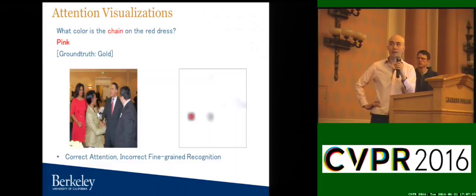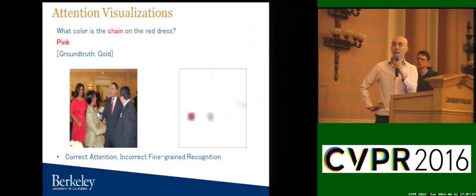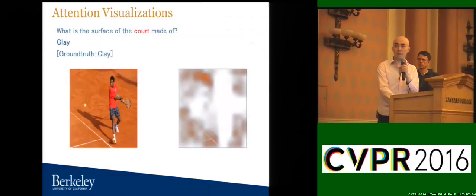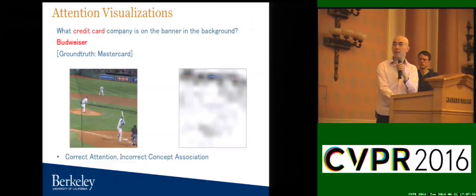This is a failure case. What color is the chain on the red dress? It is looking at the chain but answers pink. We have a bunch of examples, but maybe we're running out of time.